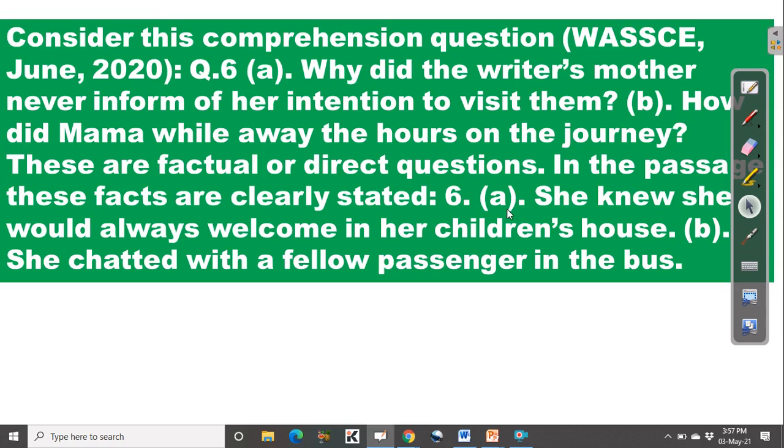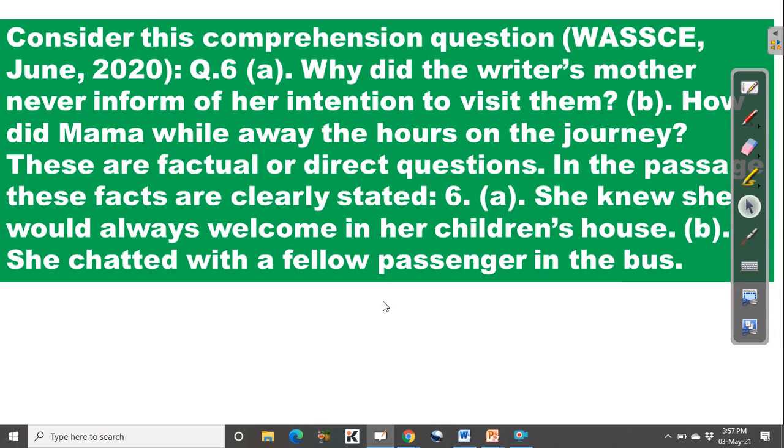So you can see the answer here. The answer to A is that she knew she would always be welcome. She would always be welcome in her children's house. All right. That nobody was going to refuse her entry. Then B, how did she while away the hours? She chatted with a fellow passenger in the bus.